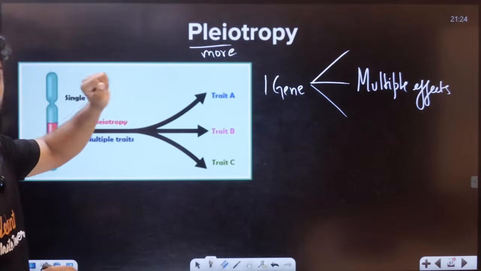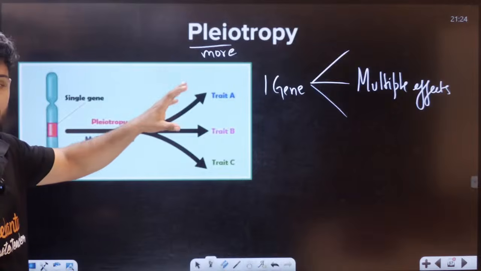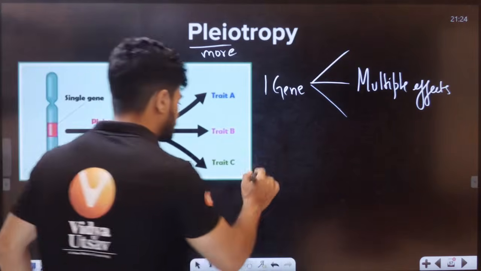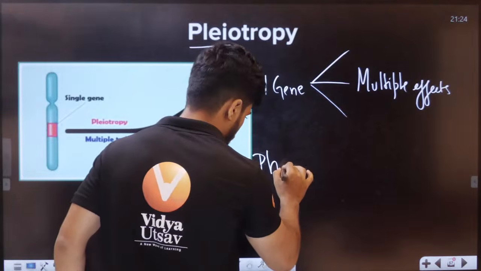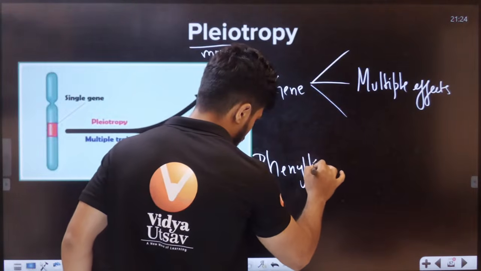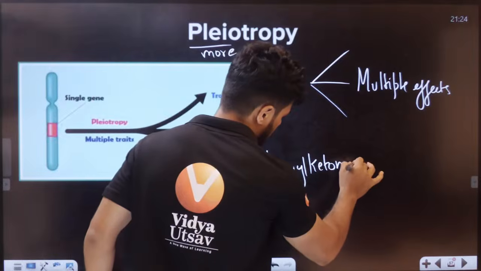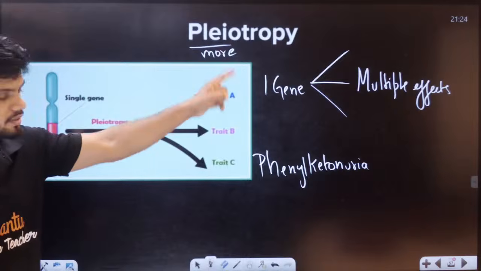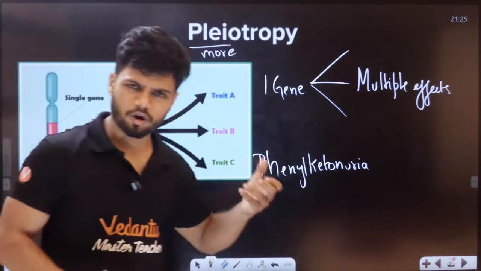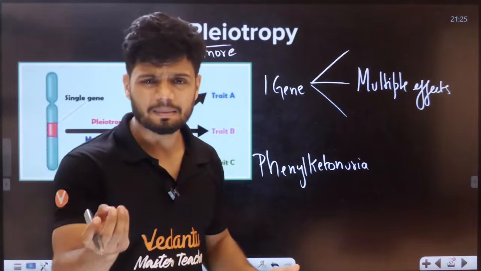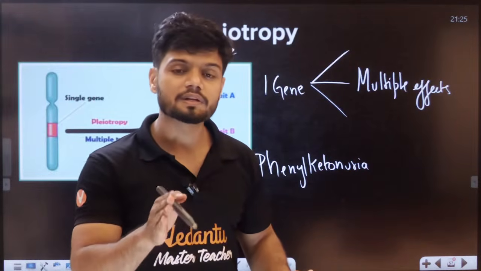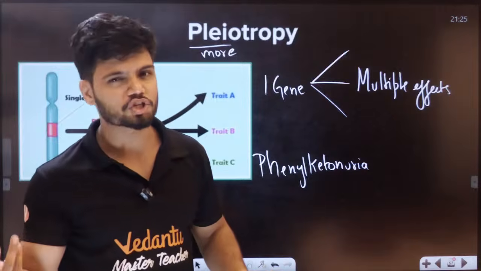One gene here. Now here, an example, students. Phenylketonuria is an example here. This disease I'll teach you in the end. Why is it caused? Because an enzyme is not present, phenylalanine hydroxylase. Because of the lack of enzyme, there are multiple variations that I'll teach you in the end.